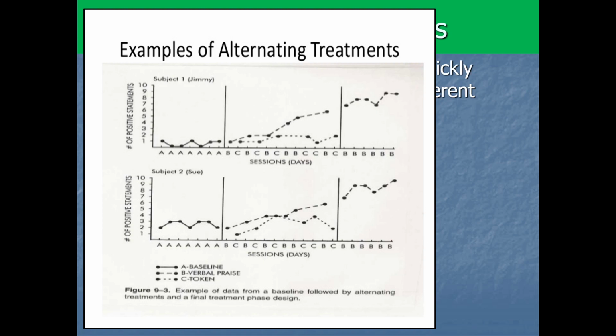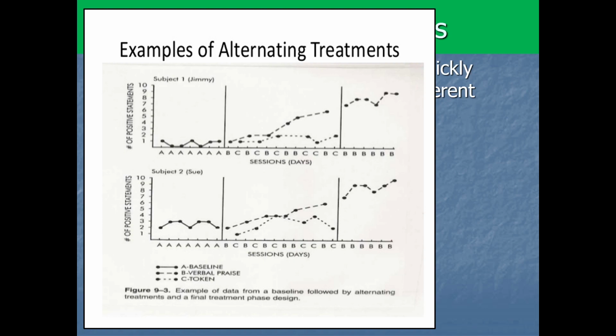But then on day 9, the next day, we don't do the verbal praise anymore. Now we do the token economy. And once again, we measure their behavior across the session. On day 10, maybe we're back to verbal praise. On day 11, we do the token economy. On day 12, verbal praise, and so on.